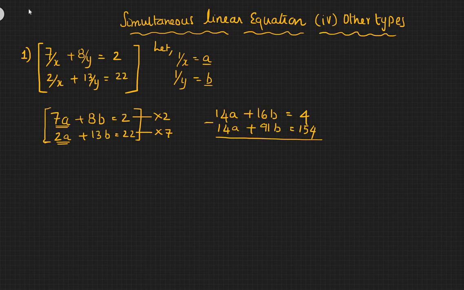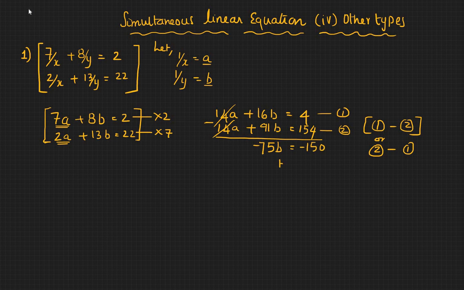In fact, you could subtract either way, so you can either do 1 minus 2 or you can do 2 minus 1. Either way is fine. So let's do one thing. Let's try 1 minus 2, so there's consistency. So this gets cancelled, and 16 minus 91 is minus 75, so minus 75b, and that's equal to minus 150. So your b is 2.